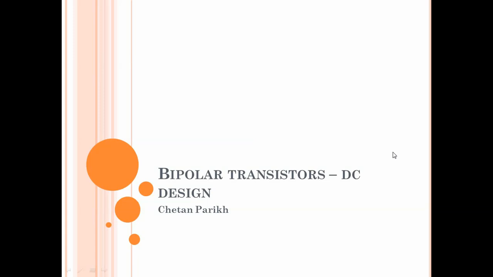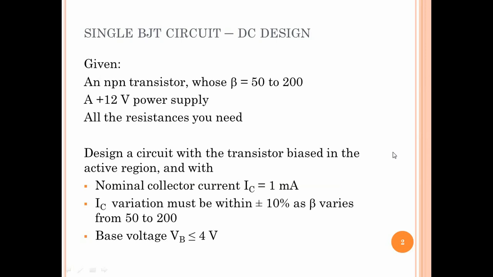Perhaps you did not do design before the midterm, you did analysis. So this will also work to start you on designing circuits. Alright, so we'll design a circuit with a single transistor, and what we are given is a single NPN transistor, and we are told that its beta could vary anywhere between 50 and 200. We are given a single 12 volt power supply and all the resistances that are needed.